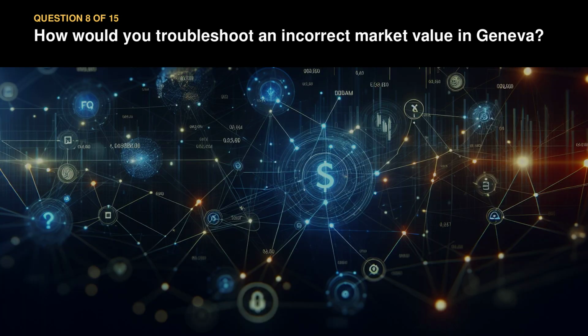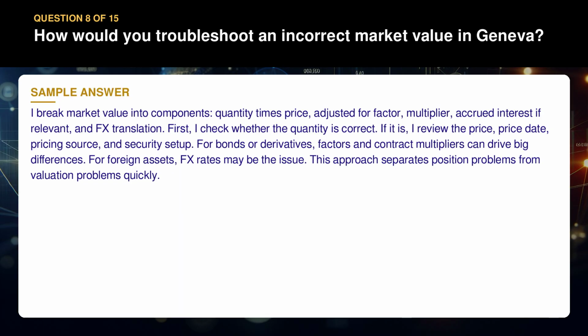Question 8. How would you troubleshoot an incorrect market value in Geneva? I break market value into components: quantity times price, adjusted for factor, multiplier, accrued interest if relevant, and FX translation. First, I check whether the quantity is correct. If it is, I review the price, price date, pricing source, and security setup.